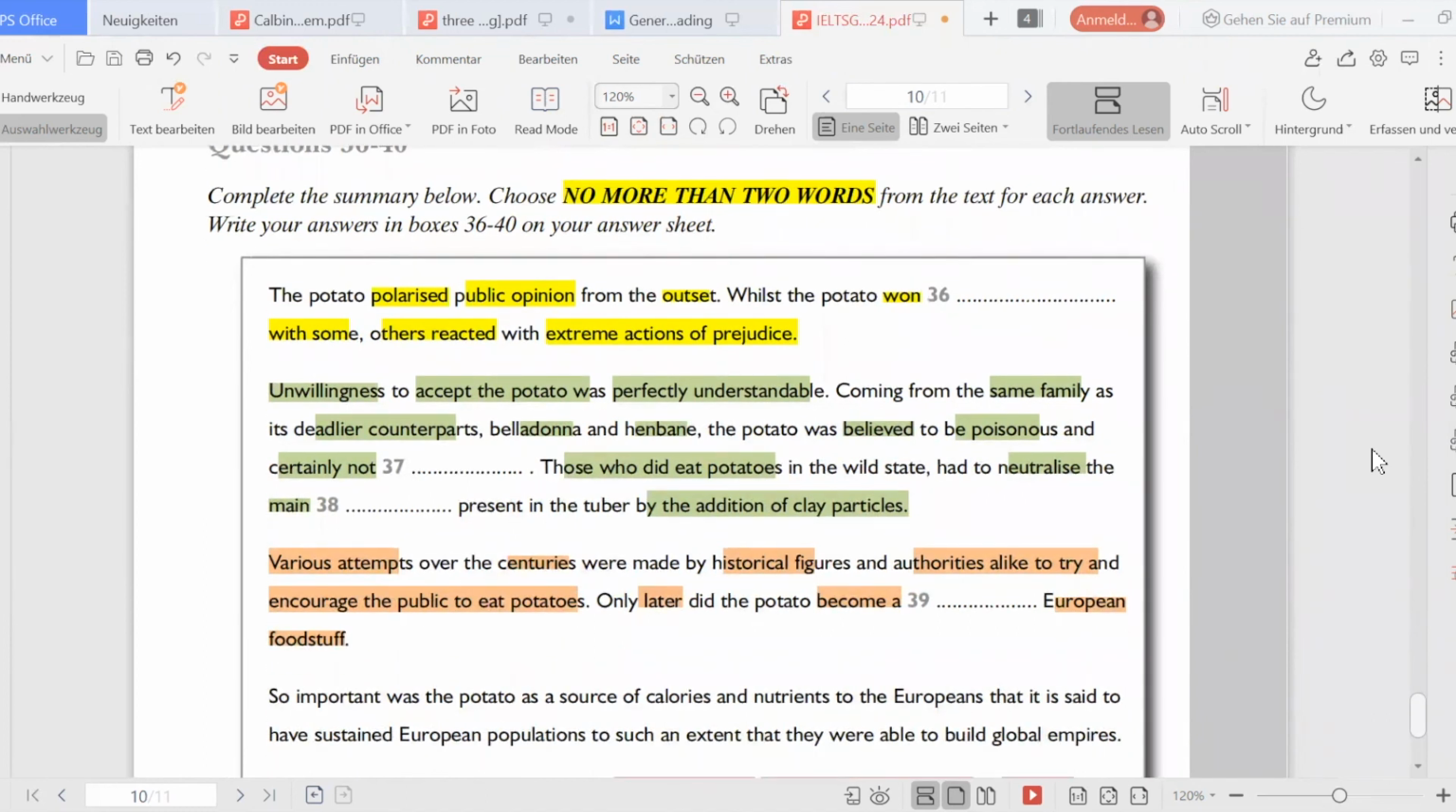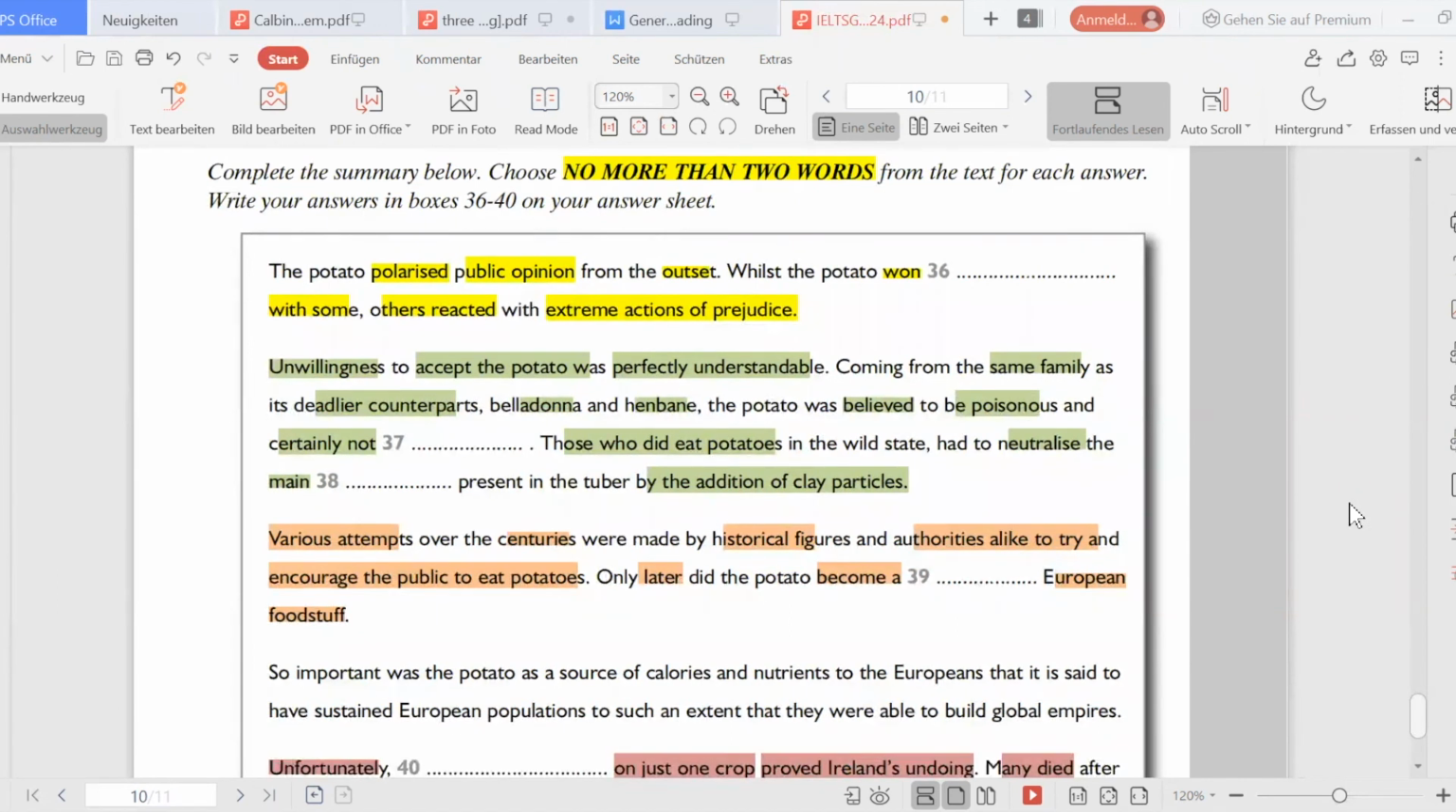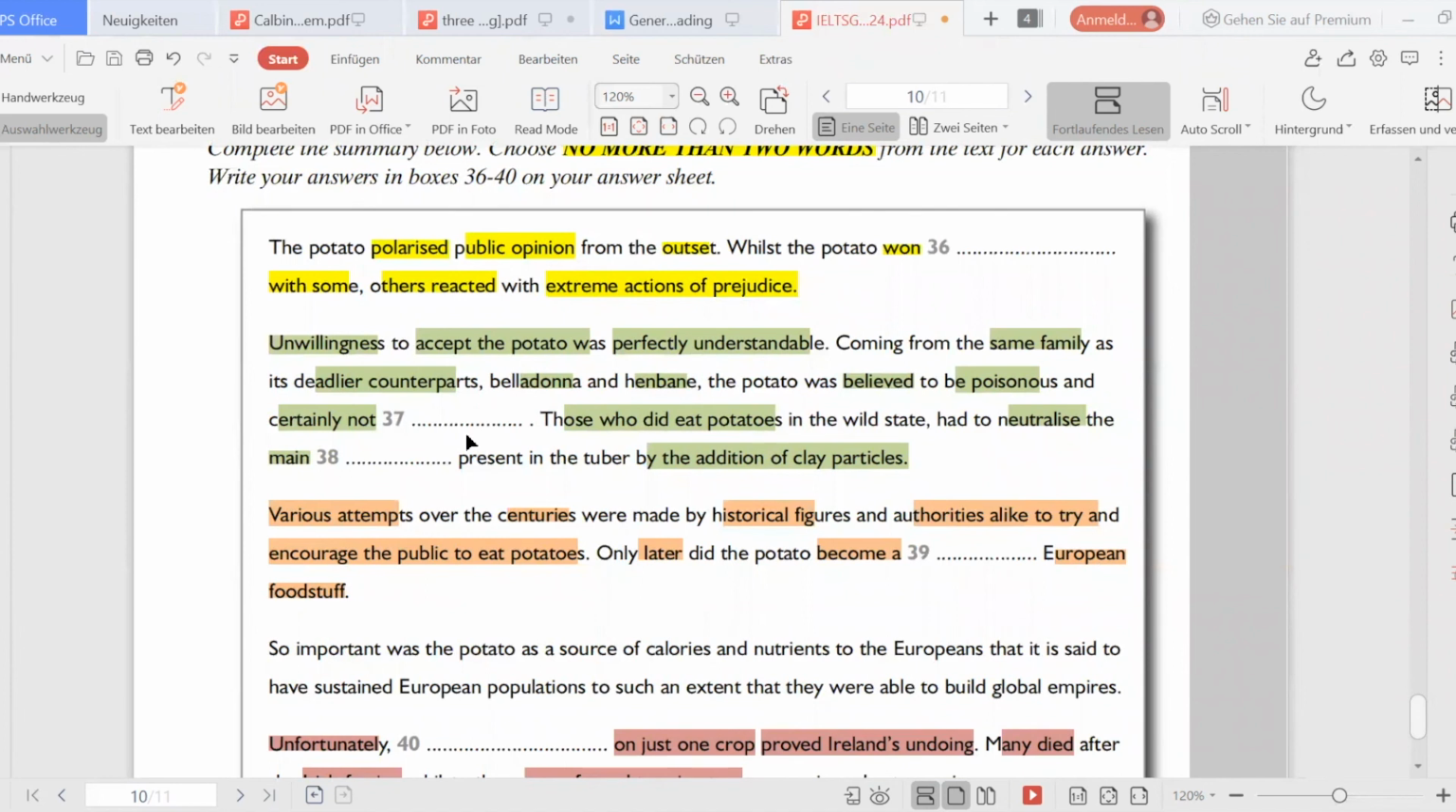I don't know. The potato was believed to be poisonous, and certainly not. Those who did eat potatoes in the wild state had to neutralize the main. All right, so around it, those who did eat potatoes, if something is poisonous, it is certainly not edible. I was trying to connect the keywords and then see where it fits, but again, with any rule, sometimes it's not really directly applicable, but they had to neutralize.